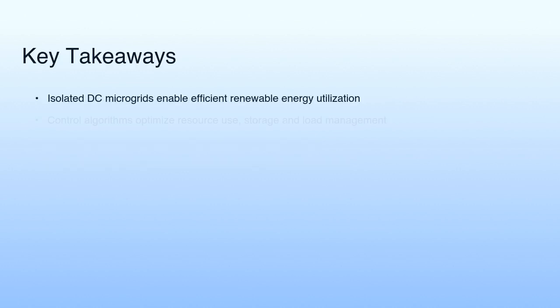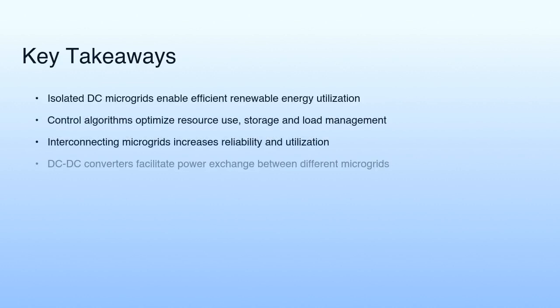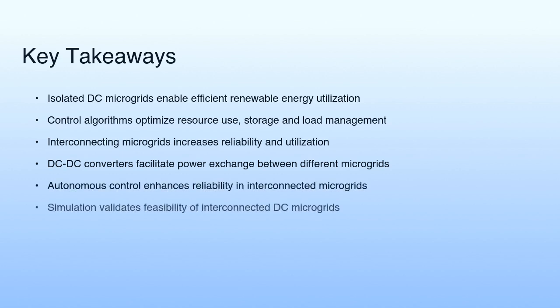Simulations validate the feasibility of interconnecting DC microgrids at different voltages, allowing power exchange and providing mutual benefits through increased reliability and utilization.